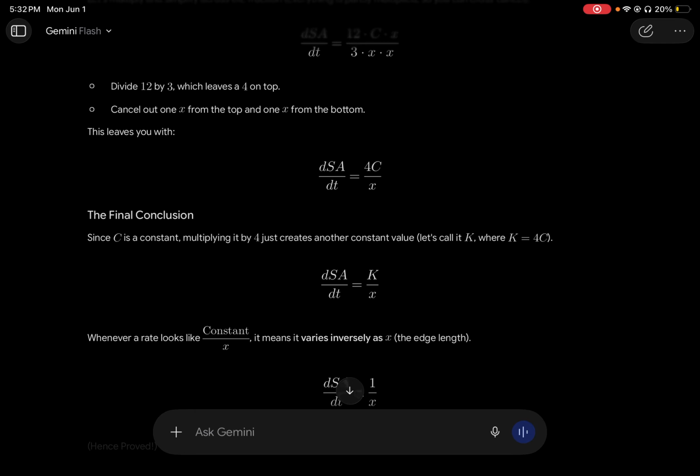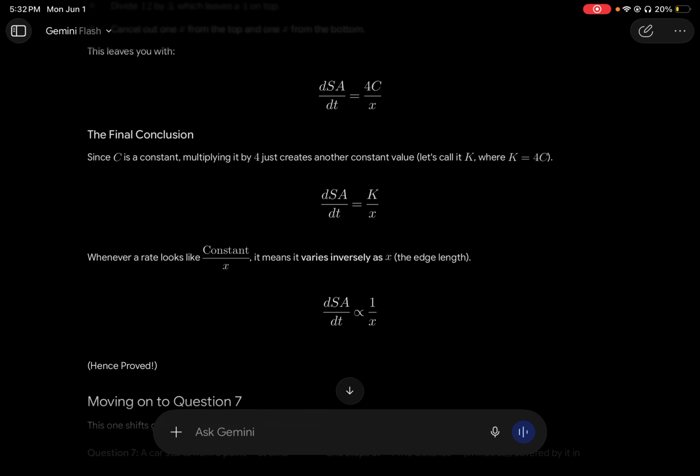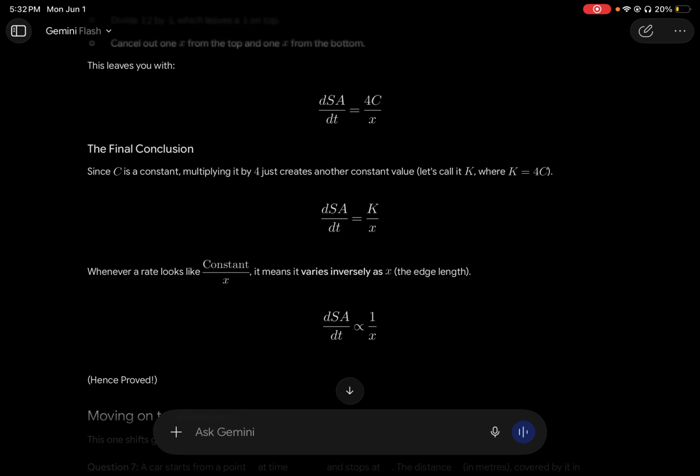The final conclusion: since c is a constant, multiplying it by 4 creates another constant value. Let's call it k, where k is equal to 4c. So dsa by dt is equal to k upon x. Whenever a rate looks like constant upon x, it means it varies inversely as x.